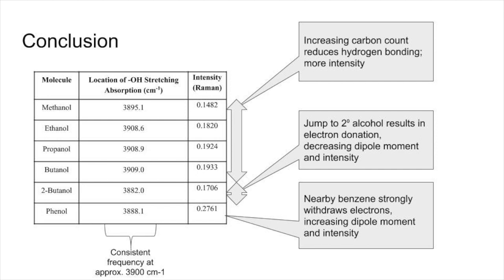The opposite was seen when the alcohol was located on the benzene ring. As the intensity increased due to the large electron withdrawal from the oxygen, increasing the dipole moment and allowing for stronger hydrogen bonding. Although the intensity varied between the molecules, the frequency of OH stretching remained relatively constant at 3,900 inverse centimeters.